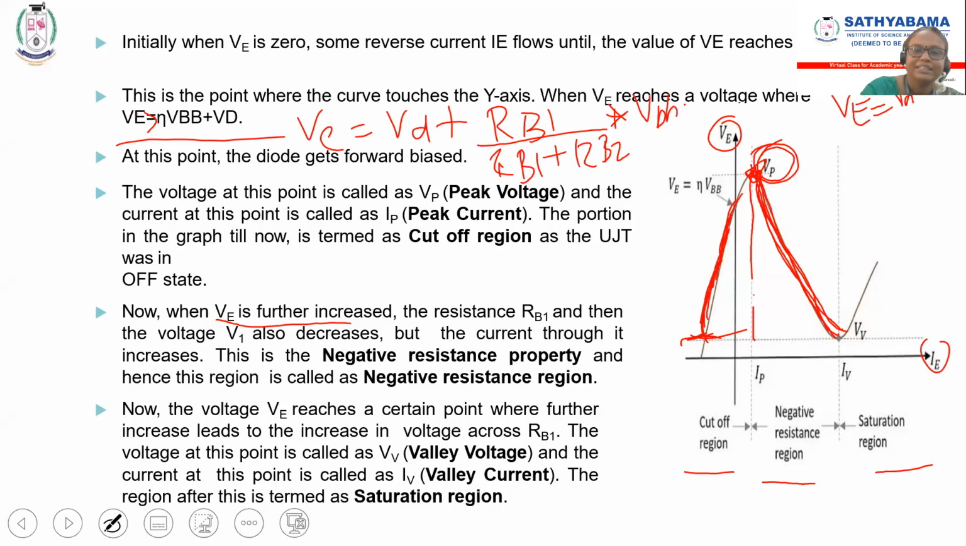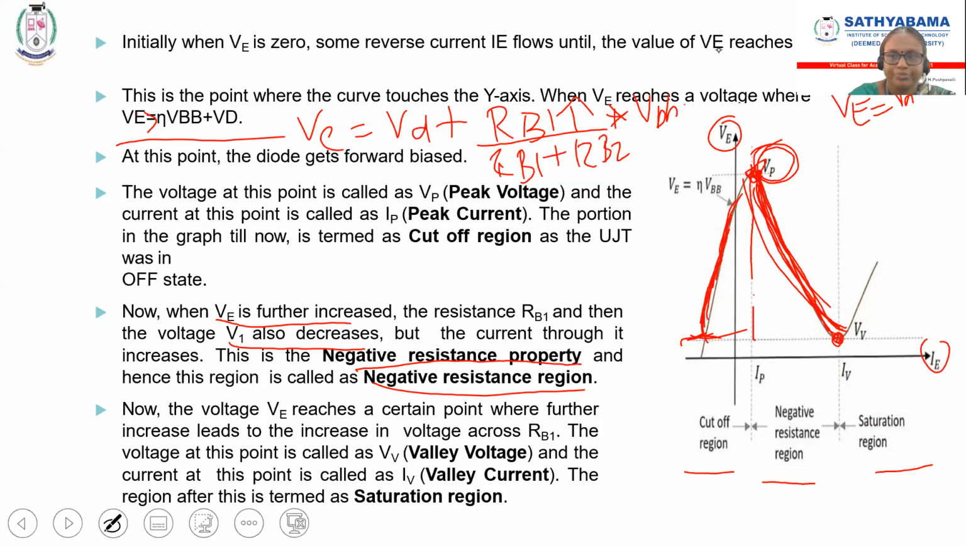So what happened? RB1 decreases, and then the voltage V1 also decreases due to the increase in current. That is why it is called the negative resistance property, the negative resistance region. Normally we know V equals IR, and whenever resistance increases, the voltage should increase. But here, as VE is further increased, the resistance RB1 and the voltage V1 decrease, but the current through it increases. This is called the negative resistance property. Have you understood? Once VE reaches the VV point, the valley point.